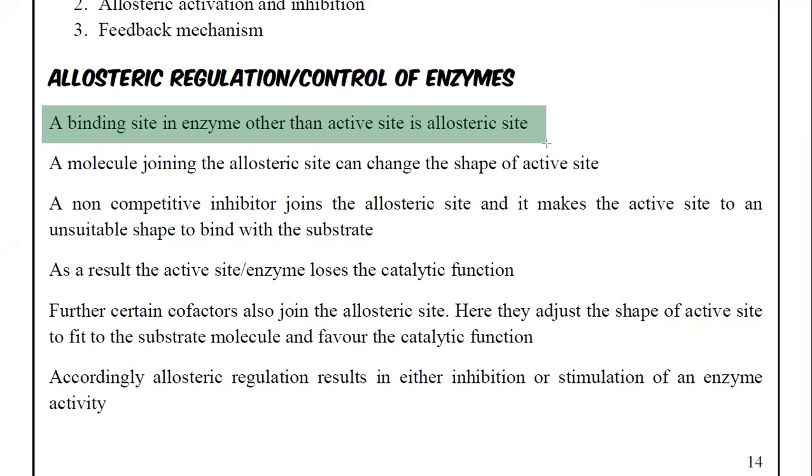A molecule joining the allosteric site can change the shape of the active site. That can happen. But that is not fitting to the allosteric enzyme. Understood? Are you confused?